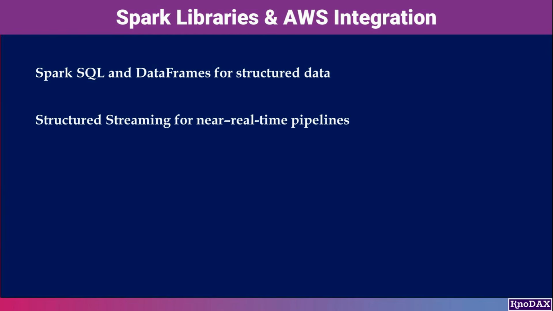For workloads that need responsiveness, Spark's structured streaming enables near real-time data pipelines, supporting use cases like live dashboards, anomaly detection, and continuous ETL. Spark also includes MLlib, its built-in distributed machine learning library. While more advanced ML often uses frameworks like TensorFlow or PyTorch, MLlib remains a strong option for large-scale classical algorithms such as clustering, regression, and recommendations.